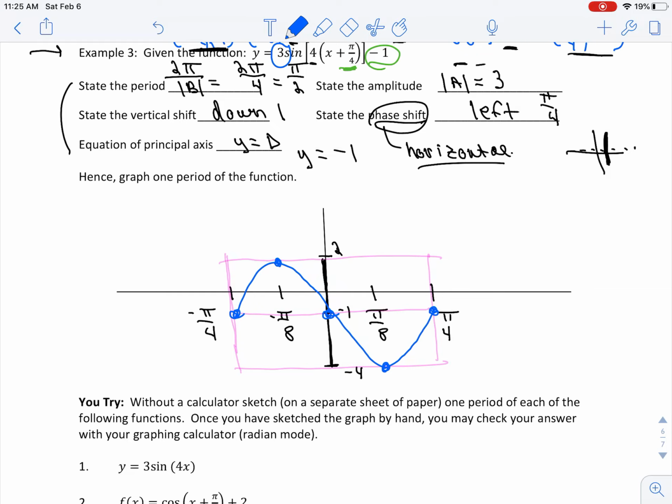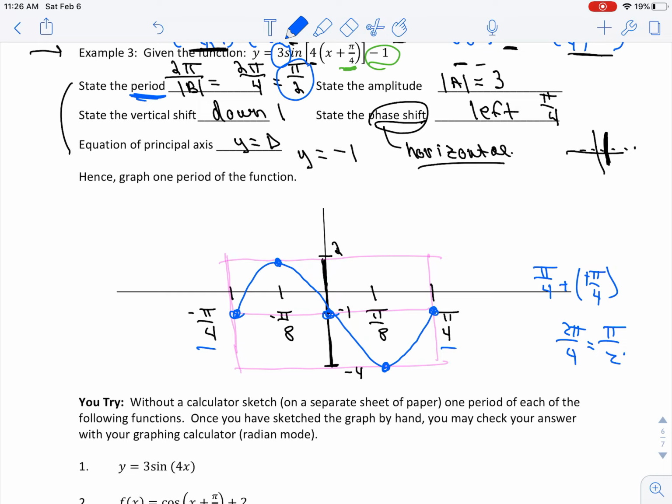Now, like I said, what we want to do is kind of check some of these values up here. So if we check the period, ours goes from negative pi over 4 to pi over 4. So if I subtract that, pi over 4 minus negative pi over 4, that's the same as plus. That gives us 2 pi over 4, which is pi over 2. All right, so we can confirm that we got the right period.